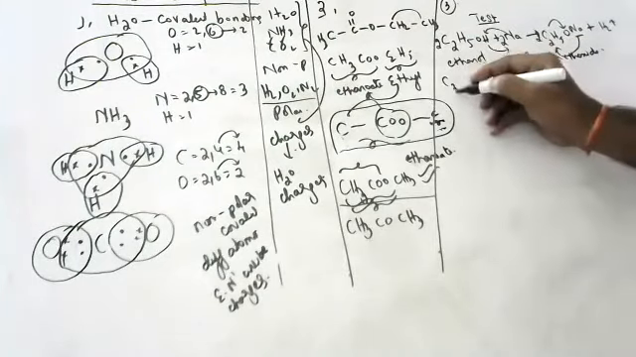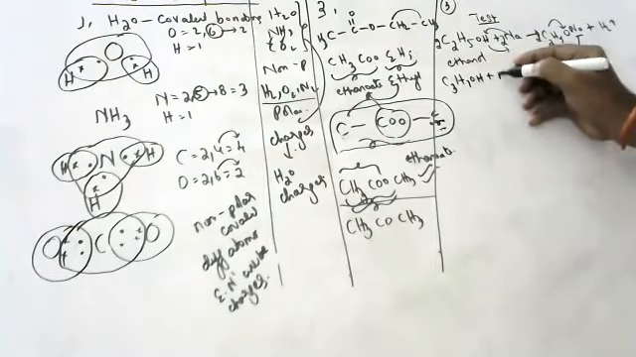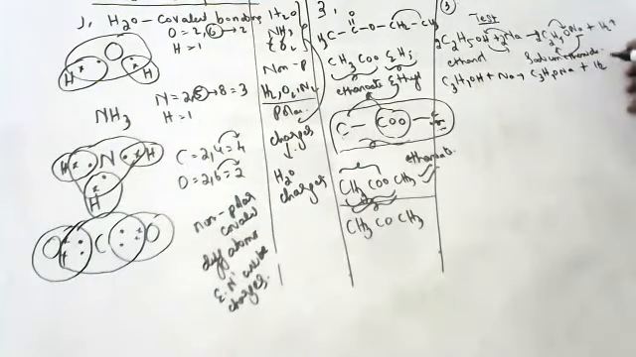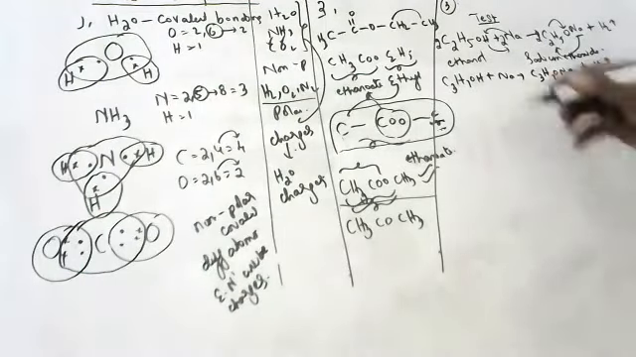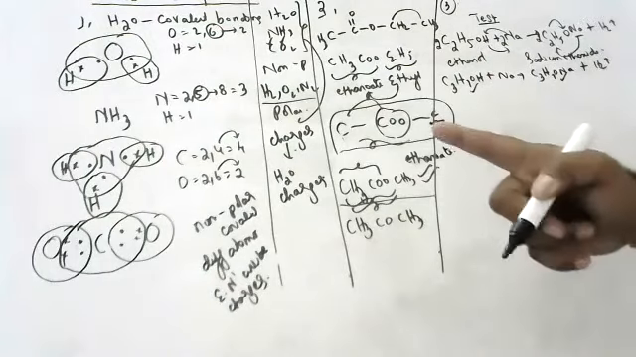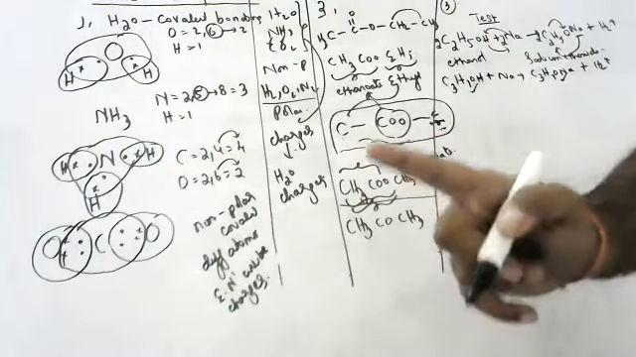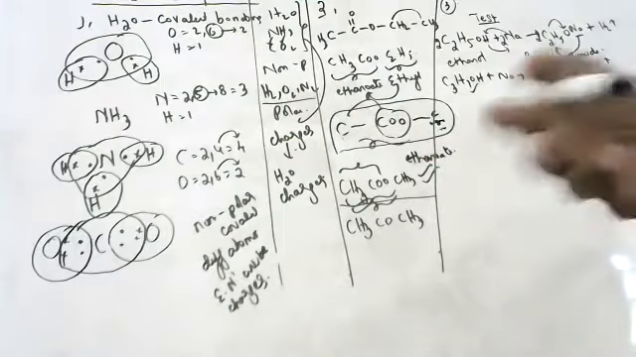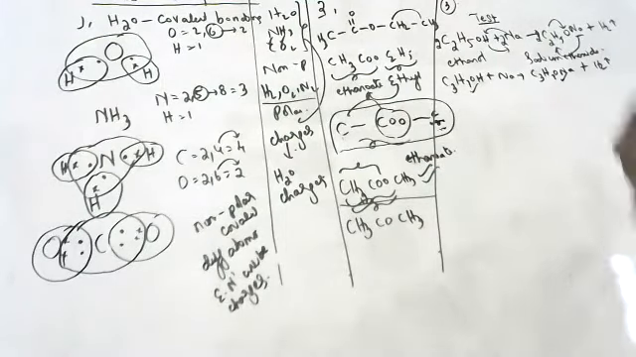Suppose propanol is reacting. Propanol, what do you get, children? Sodium propoxide plus hydrogen gas. As hydrogen gas is liberated, this test can be used for testing alcohols. If propanol is reacting, sodium propoxide. Butanol, sodium butoxide. Pentanol, sodium pentoxide. Hexanol, sodium hexoxide. Heptanol, sodium heptoxide. Octanol, sodium octoxide. Nonanol, sodium nonoxide. Decanol, sodium decoxide.